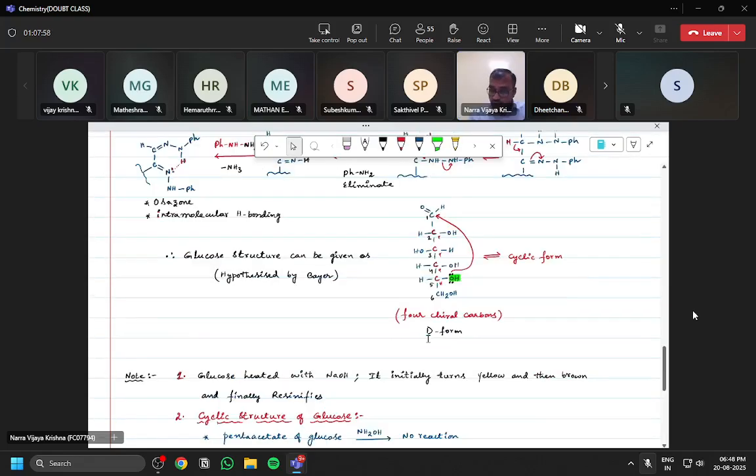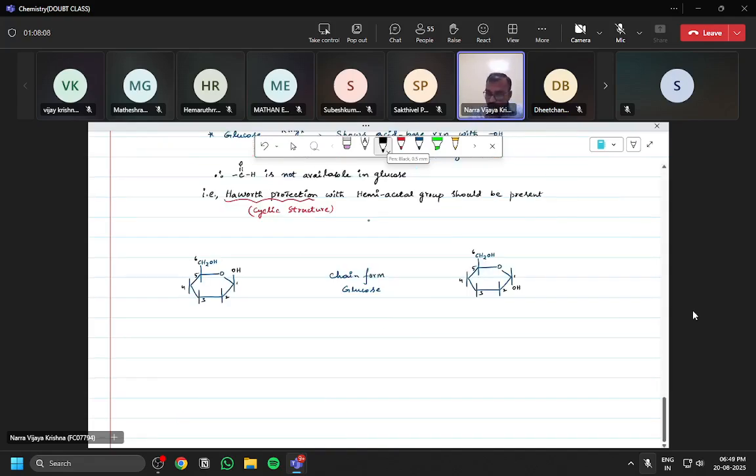For the remaining carbons, on the second carbon, OH is on the right side. Whichever groups are on the right side, write them below. The groups which are on the right side, I am writing below. OH, then H, then OH. The remaining I am filling: H, OH, H, H, H, OH, OH, H, H.